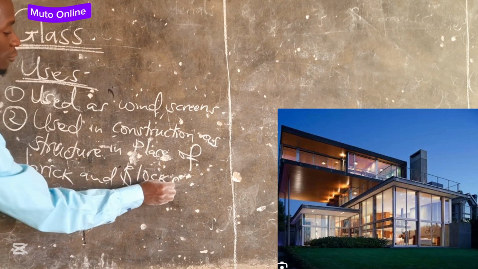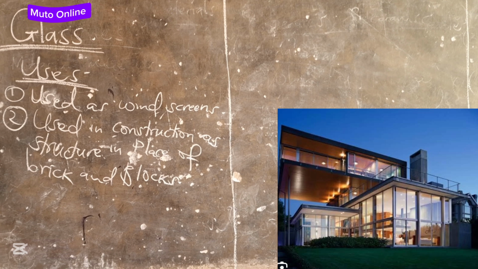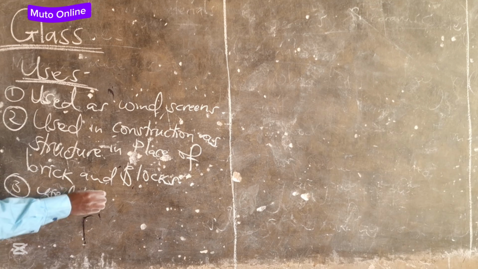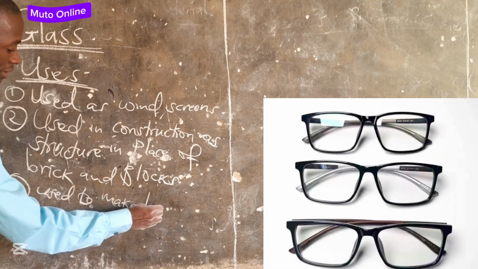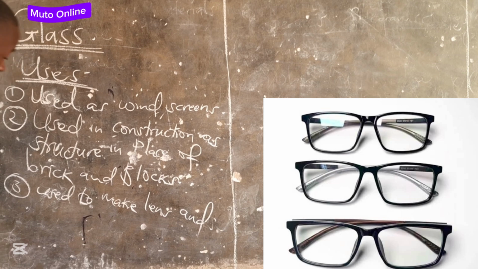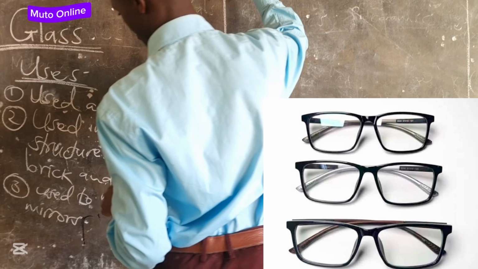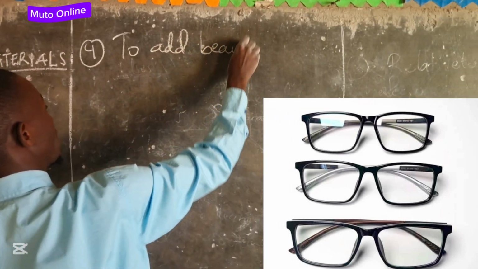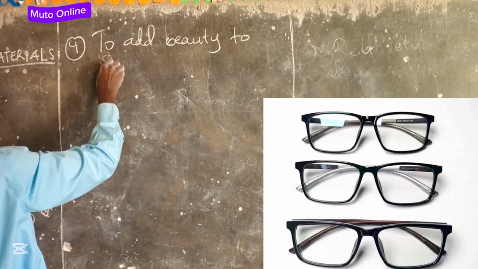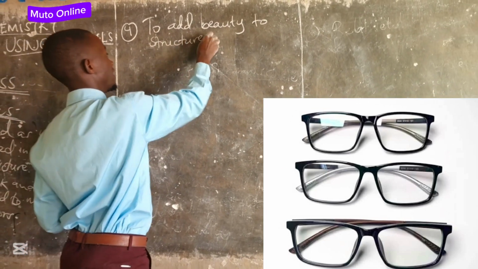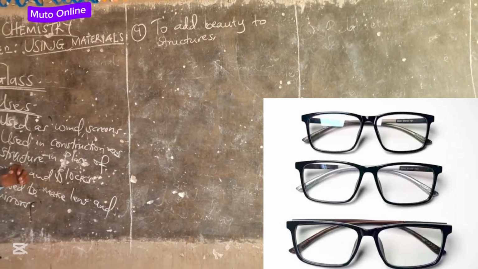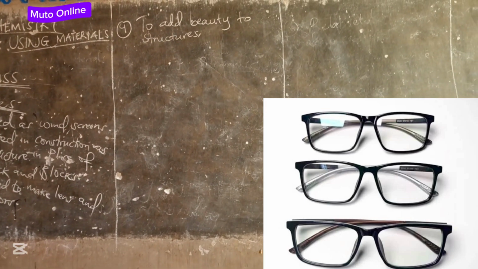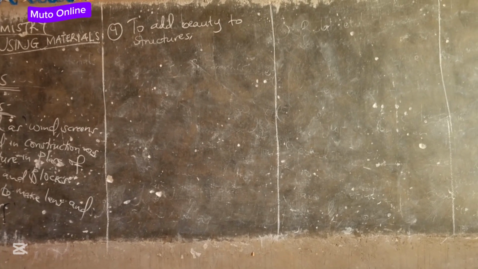We've ever seen houses made out of glass only. Used to make lenses and mirrors. They are used to add beauty to structures. That way a house with glass looks attractive and nice. So they are used to add beauty to structures.